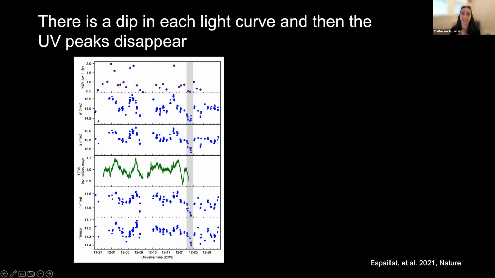Now, Rigney does not have significant dust in the inner disk. It has a big hole in the dust distribution. So these dips are not due to extinction by dust. And what's interesting is that this dip is followed by the disappearance of the UV peaks. So you see some peaks here in the UV and the U band, and then afterwards the peaks disappear. But you still see the peaks in the optical, but they're somewhat muted from before the dip.